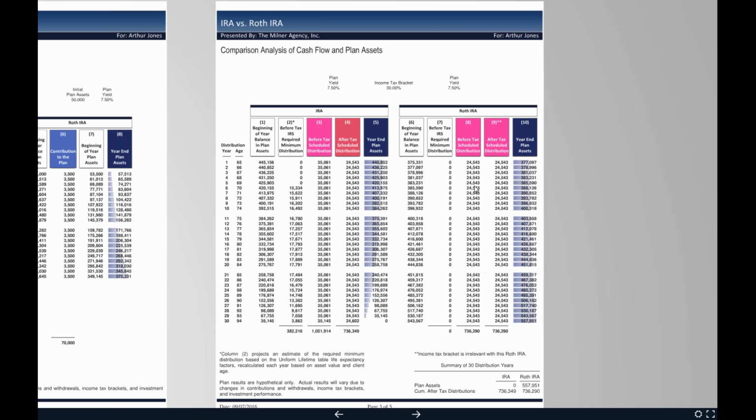This is a very simple presentation, but it shows them, look, if you make it to 90 or so, you've still got $500,000. Your plan is actually continuing to grow, whereas with your traditional IRA, you're running out of money pretty quick here. So pretty powerful, but a very simple sort of presentation. And again, hopefully, could open the door for some sales.